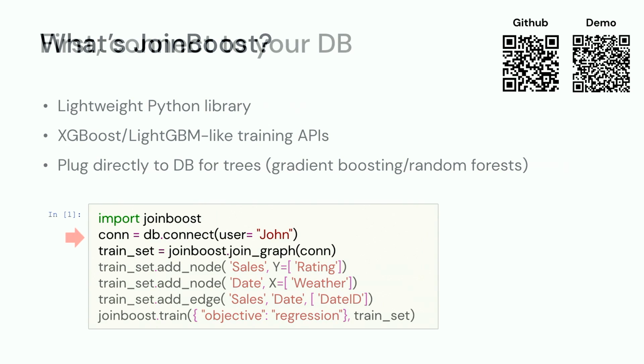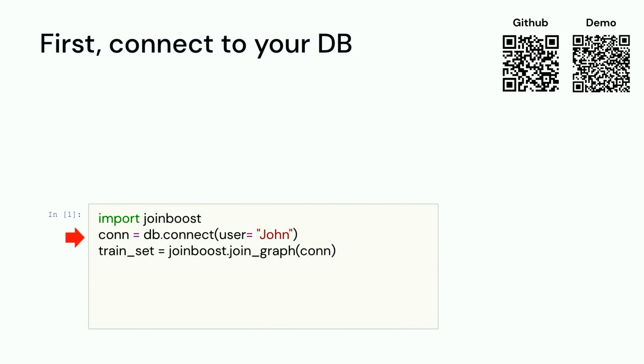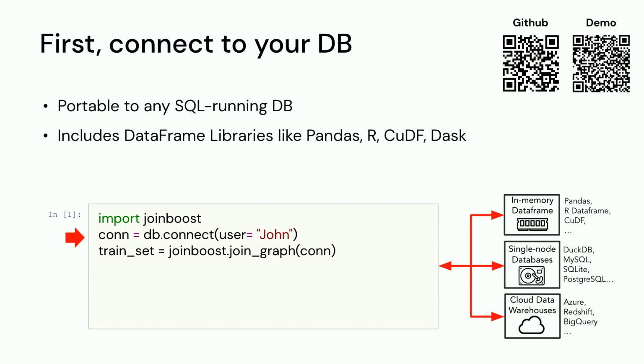by line. The first step here is to connect JoinBoost to your databases. JoinBoost is highly portable. It can connect to a wide range of databases, including single-node databases like DuckDB and Postgres, or cloud databases like Azure, Redshift, or BigQuery. And it can even be ported to data frames like Pandas, R, cuDF, and Dask.